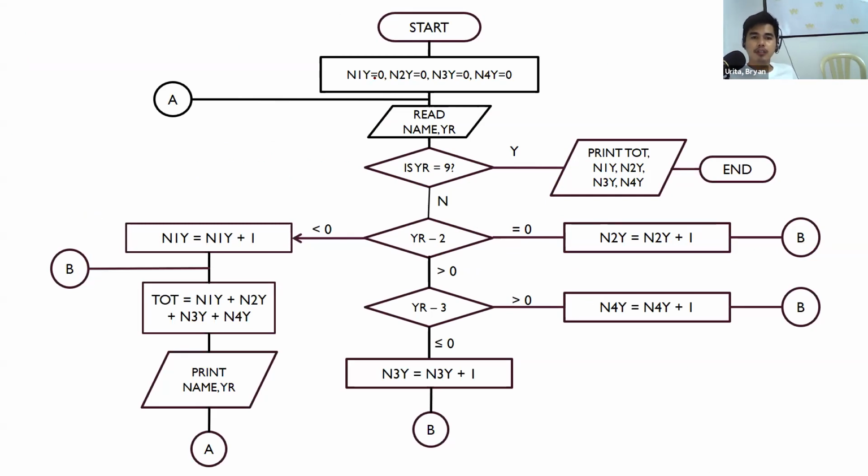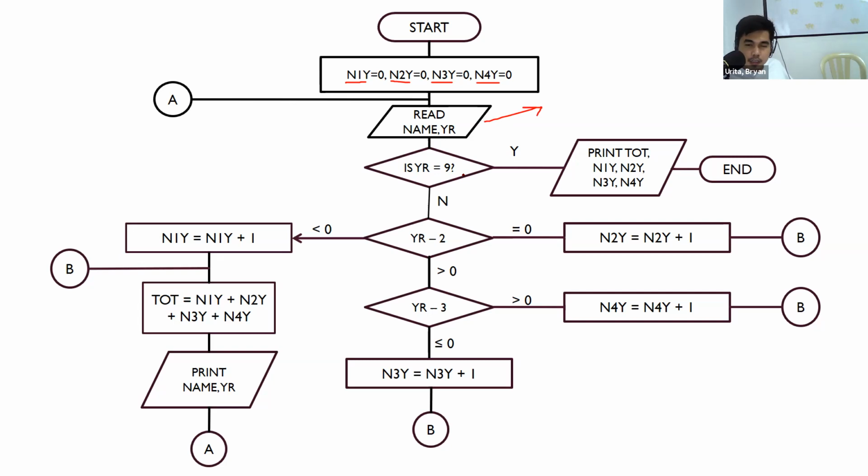Okay, so we have here counters N1, N2, N3, N4. N1Y for first year, N2Y for second year, N3Y for third year, and N4Y for fourth year. So counters itong mga to, guys, ha? Meaning bibilangan natin ilan ng first year, second, third, and fourth. That's why they are initialized to zero. Okay, so we are going to count. The next one is to read the name and year. No, input symbol.